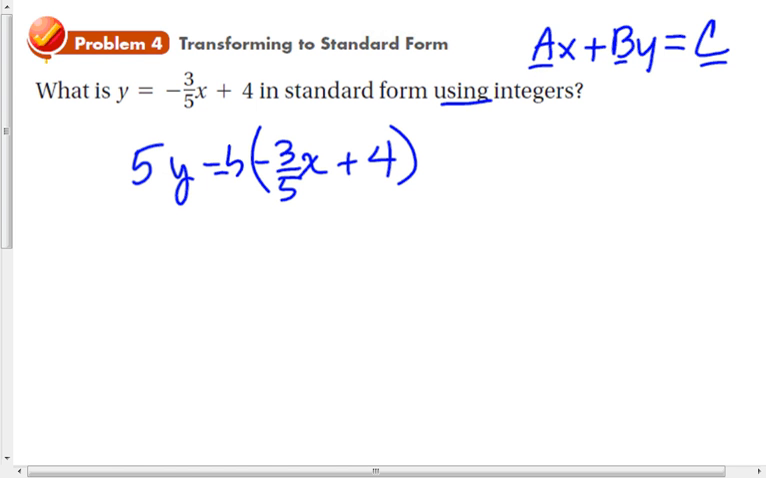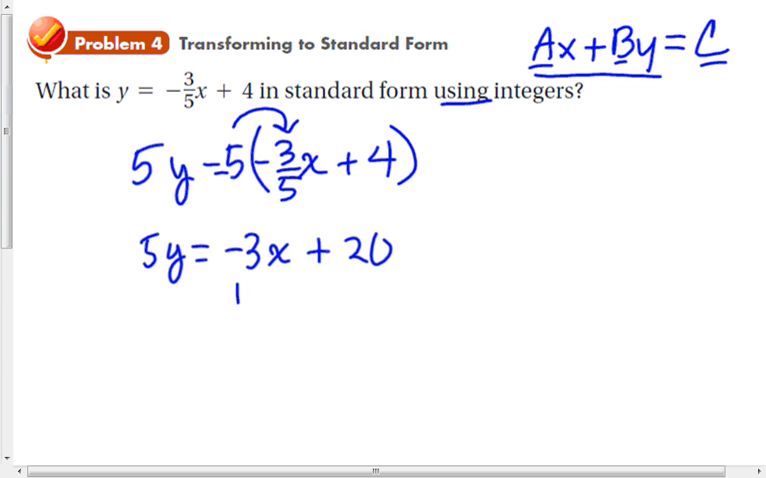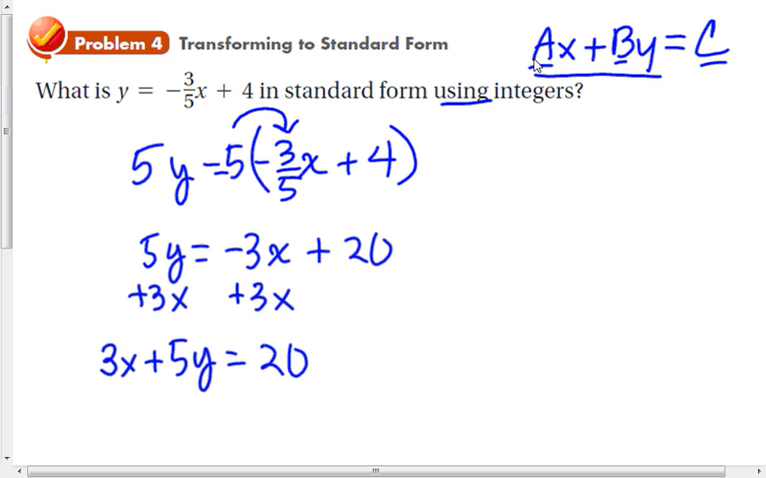And so I'm going to put this in parentheses. So I'm going to use the multiplication property of equality. So I now have 5y equals, now distribute this 5. 5 times -3/5 is actually -3x. And 5 times 4 is 20. And now to get it in this form, I just need the x and the y to both be on the same side of the equal sign. So I'm just going to add 3x to both sides. And of course, 3x and 5y aren't like terms, so all I can do is represent that as an expression, 3x plus 5y, and that's equal to 20. And now these are all integers, and it's in standard form. Go ahead and practice that.